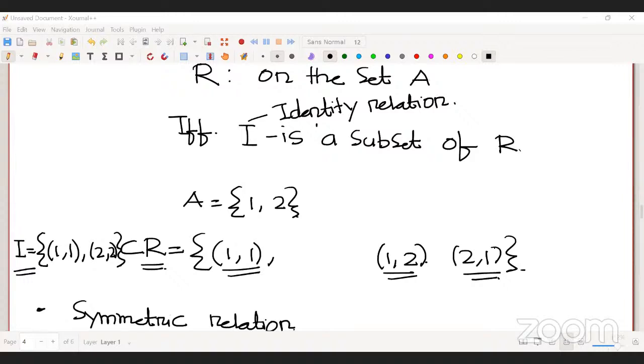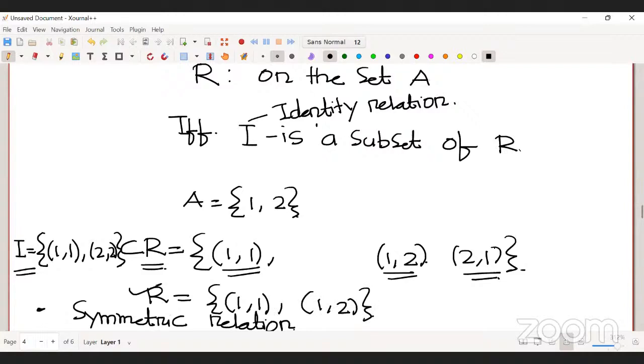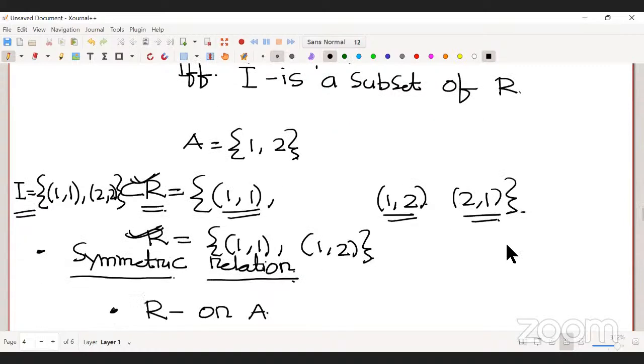In a set A, you can have a lot of relations, right? A relation is nothing but a subset of A cross A. So if you take a subset, that will become a relation on the set A. So instead of R, I can take one more relation, which is {(1, 1), (1, 2)}. This is also a relation, but this relation and that relation are different. So you can have multiple relations. That is fine.